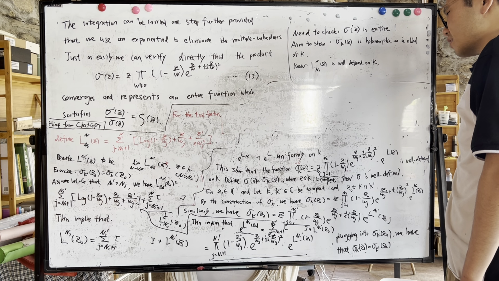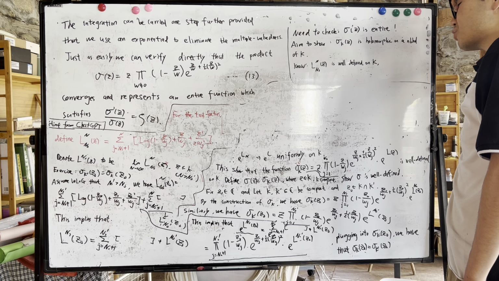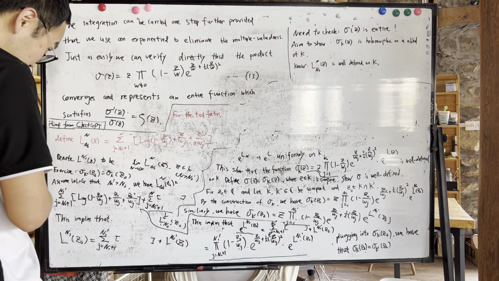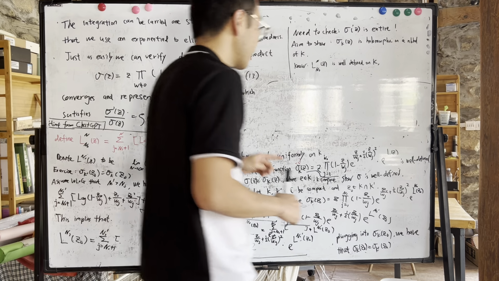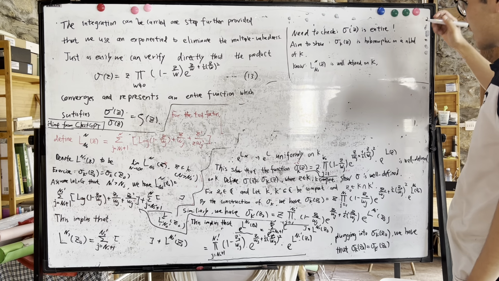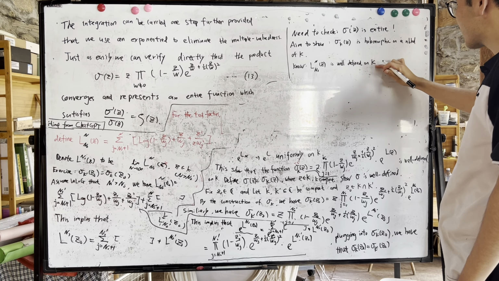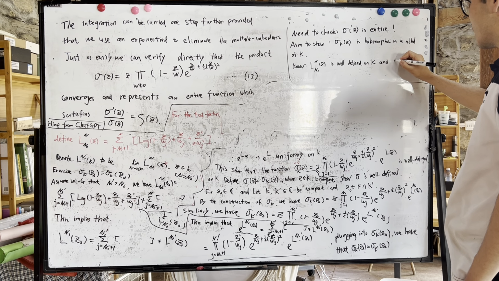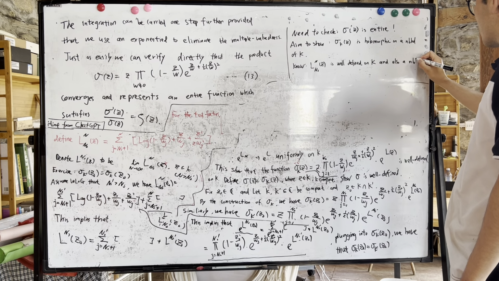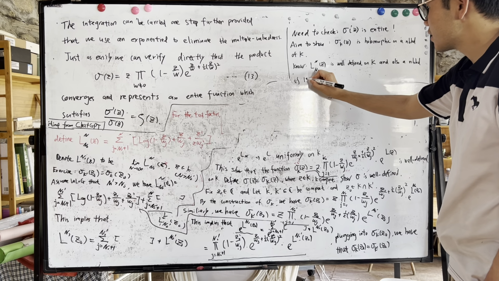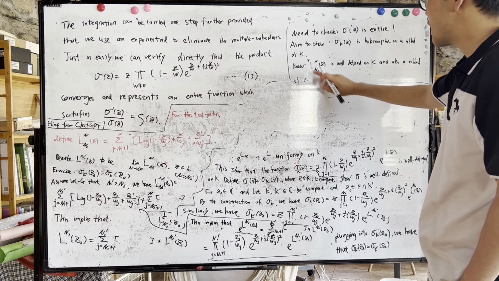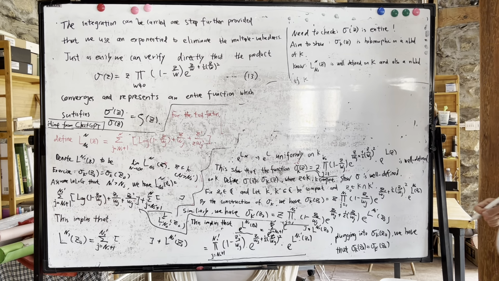Let's think. For any z's outside the K, I think it's still defined over a neighborhood around K, and also a neighborhood of K. Because this n is bigger than or equal to this n naught plus 1.